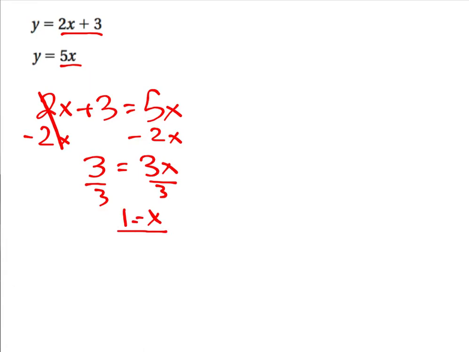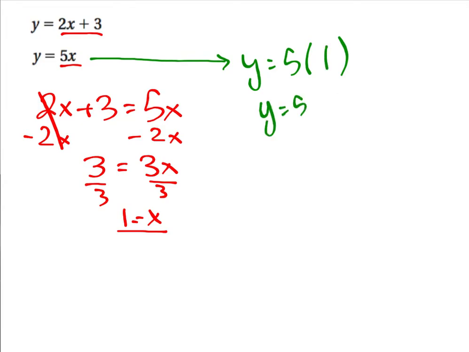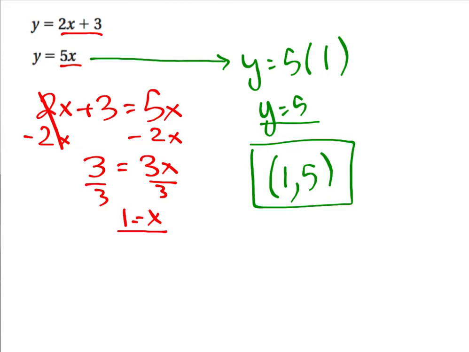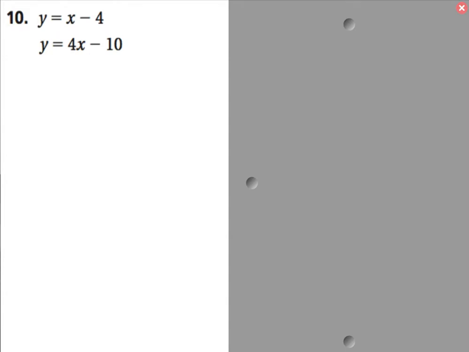Once we know what x is, we can find y. Let's go ahead and use this equation. It looks a little easier to use. We'll plug in 1 for x, and we find that y is 5. This gives us the solution 1, 5, x, y. So without having to graph, I know that these equations, their graphs cross at the point 1, 5. That is the point that is a solution for both equations.